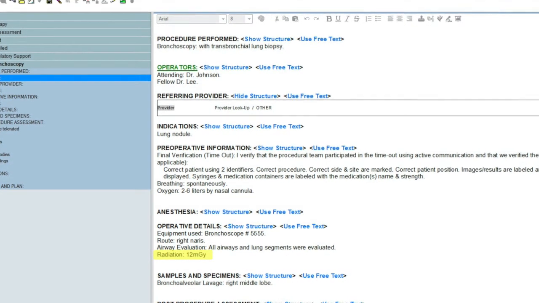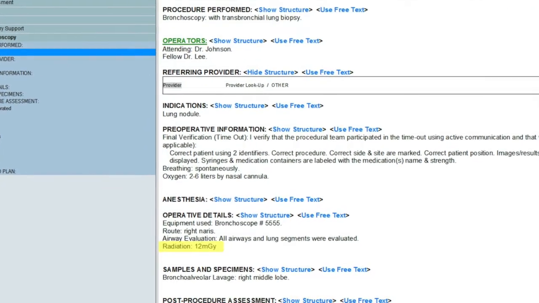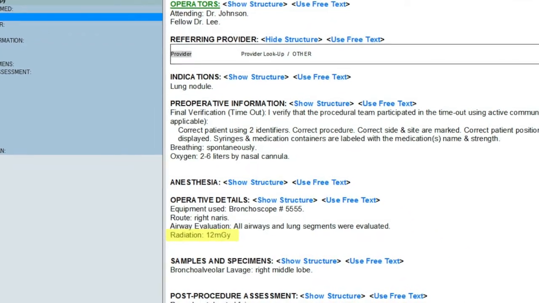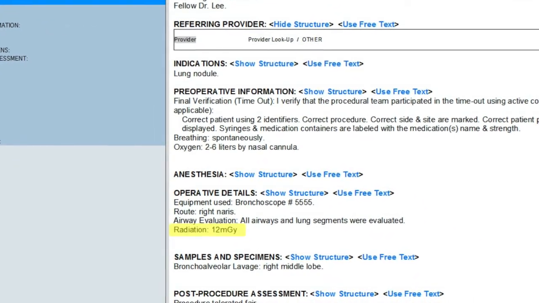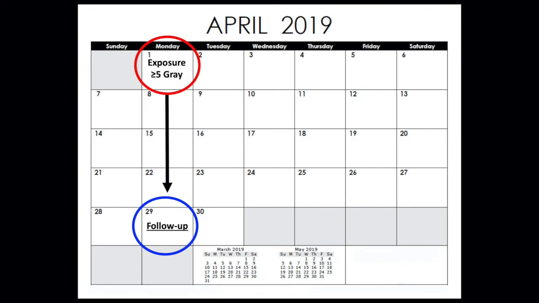After you're done, be sure to document the radiation exposure. Your institution will have a system for recording the radiation dose of each procedure. This may be in the procedure note or in a separate log. If the radiation dose exceeds 5 gray, you should instruct the patient to monitor for skin changes or signs of damage, and arrange to see the patient in clinic 4 weeks later.